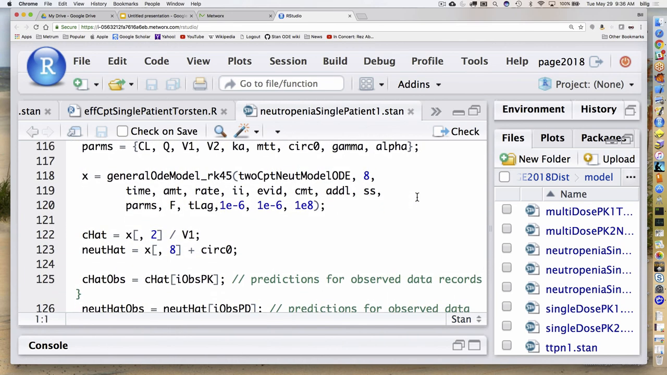And then finally, the statement here, again, is much like the other Torsten statements, except now I'm using the general ODE model, where in this case the first argument is the function containing my differential equations. After that it looks pretty much like the old analytical solutions for one and two compartment models, but you have to pass that. Oh, and the next one is for the number of compartments, or if you prefer, the number of differential equations.